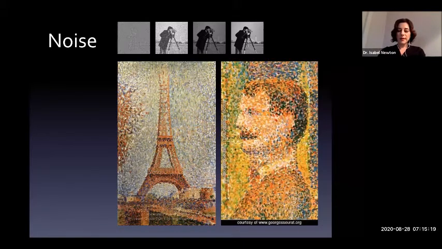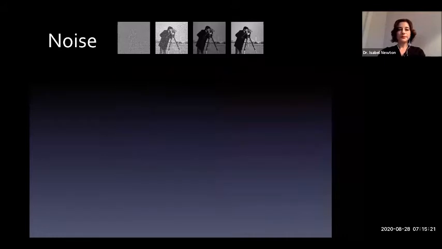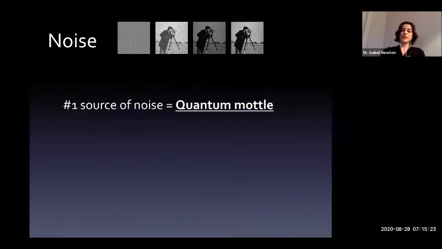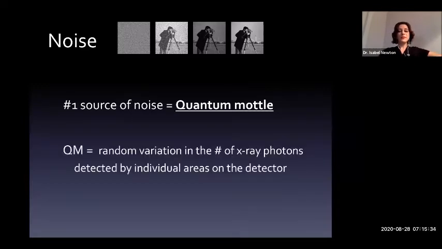So let's talk about some of the sources of noise. The number one source of noise is something called quantum mottle. And I always joke that if I had a metal band, that would be my band name because it just sounds super cool. But what quantum mottle is, it describes a random variation in the number of photons that reach the detector in any area of the detector. So it's almost like that splatter painting or the pointillist. It's just this kind of random event.